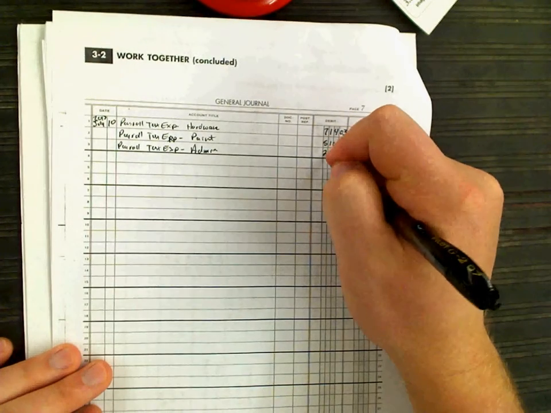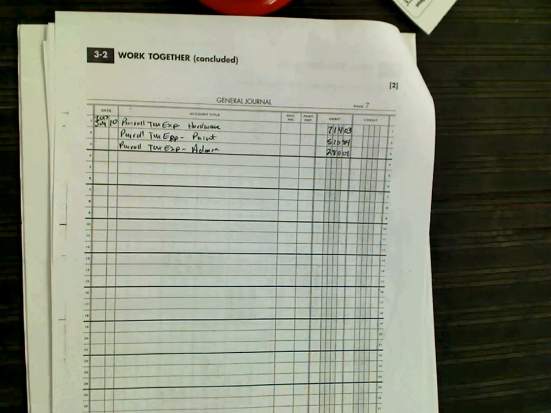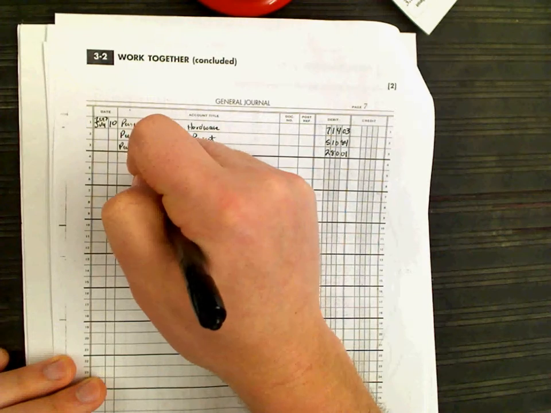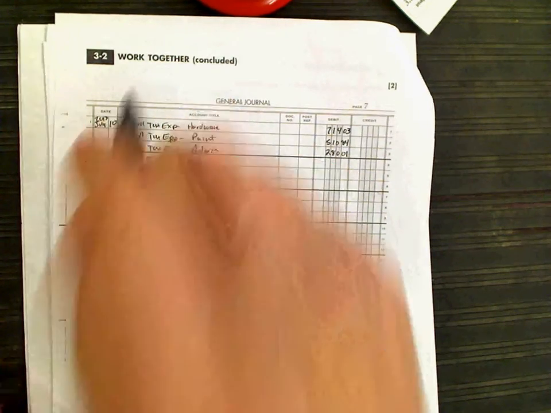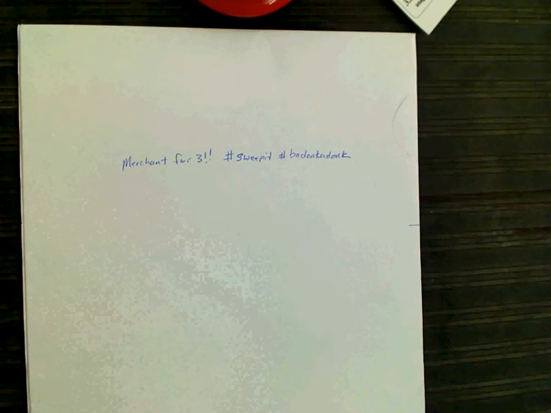Alright, so now I've got my 4 payables that I'm going to add up. So I've got Social Security tax payable, which I will get from $963.38.